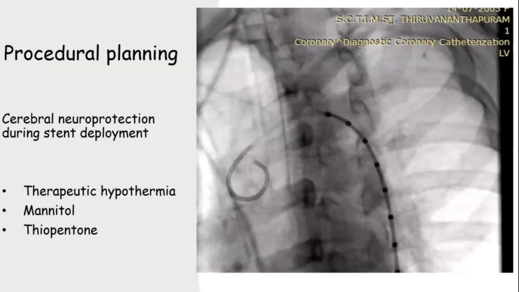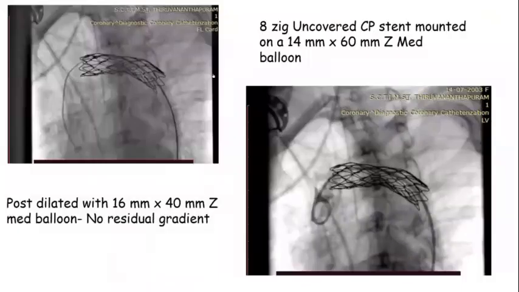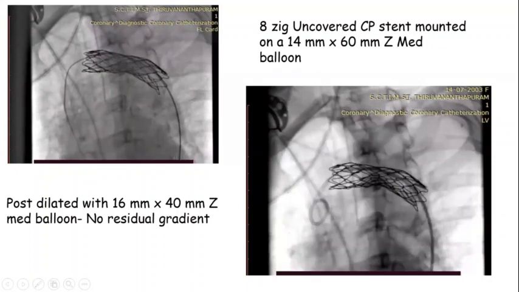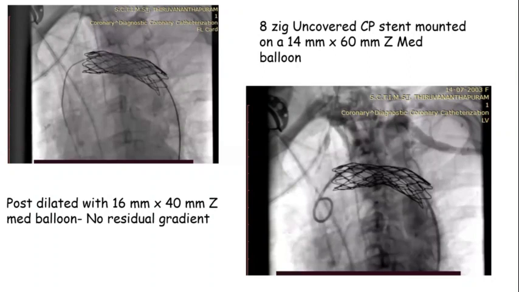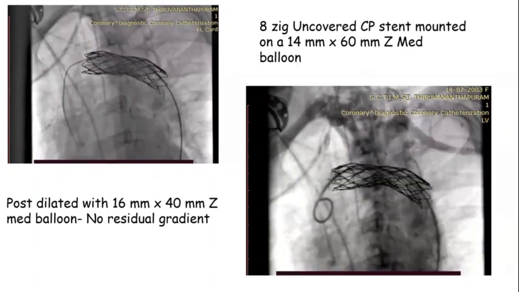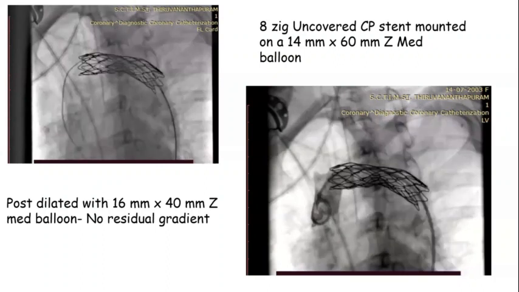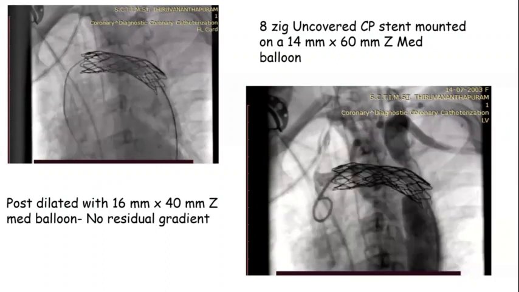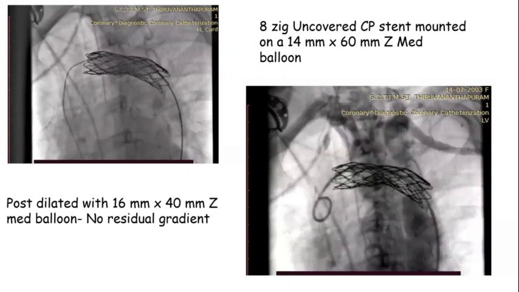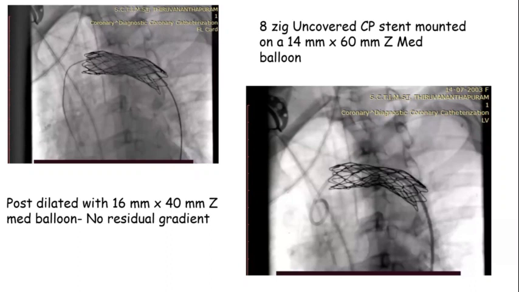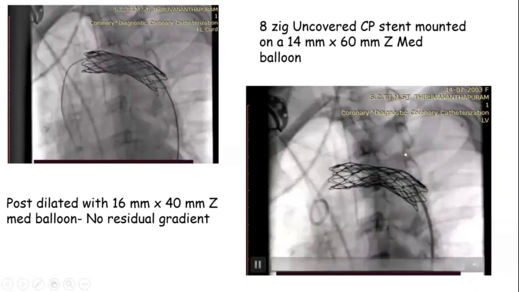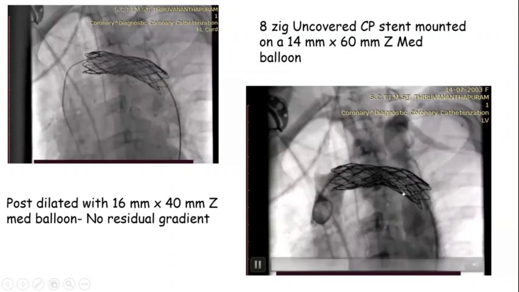So we planned an uncovered stent. A 6 centimeter uncovered CP stent was mounted on a 14 millimeter cross 60 millimeter Z-med balloon based on the diameter of the transverse arch. Post deployment, there was a residual gradient of 20 that was post dilated with a 16 millimeter cross 40 millimeter Z-med balloon, following which there was no residual gradient. And as we are seeing in this angiogram, the flow into the left subclavian was preserved.